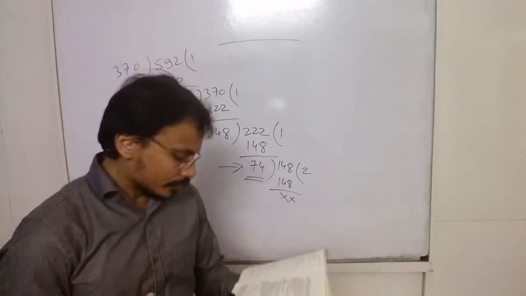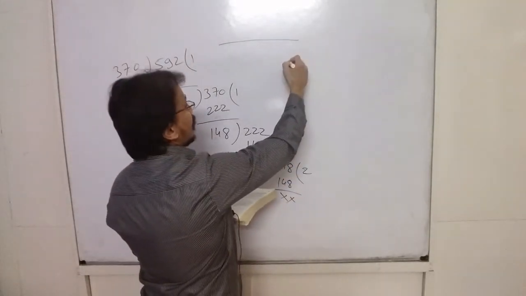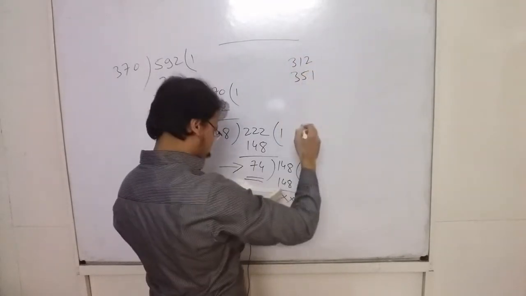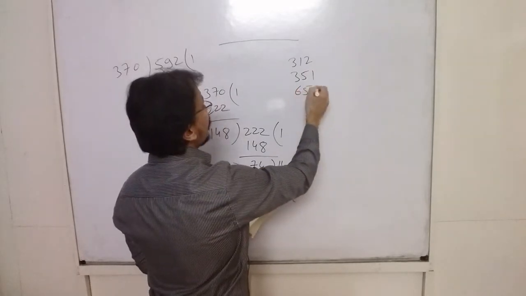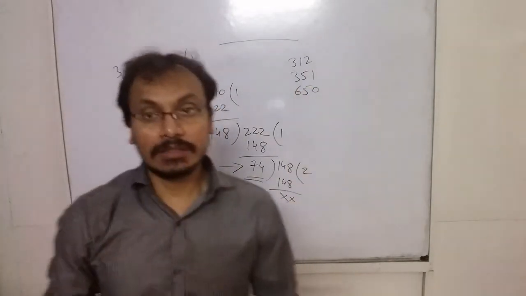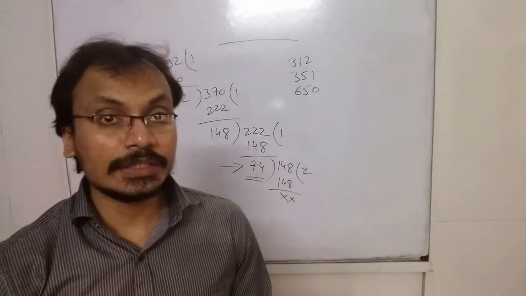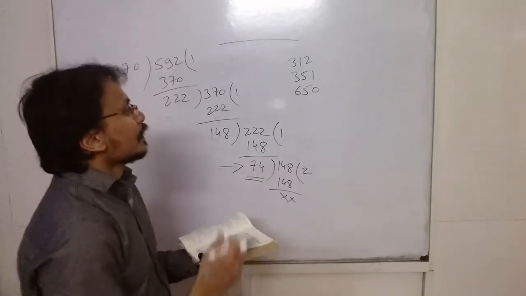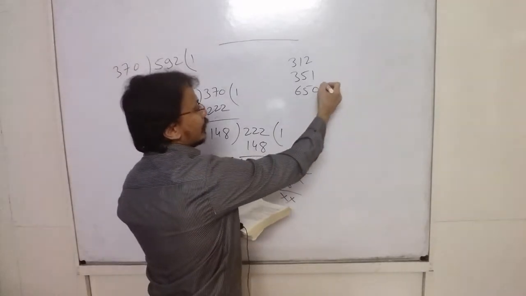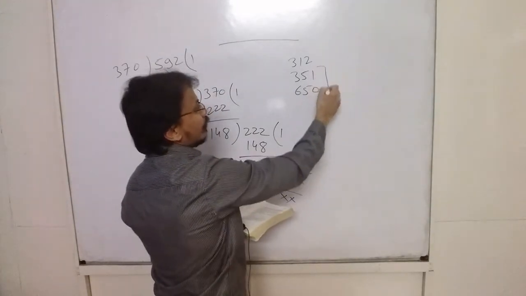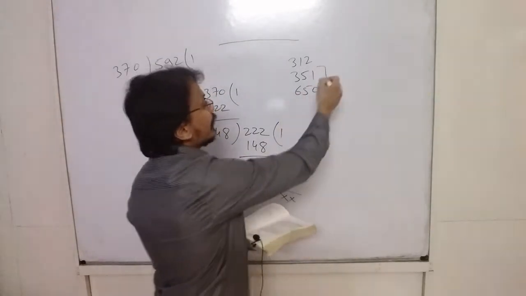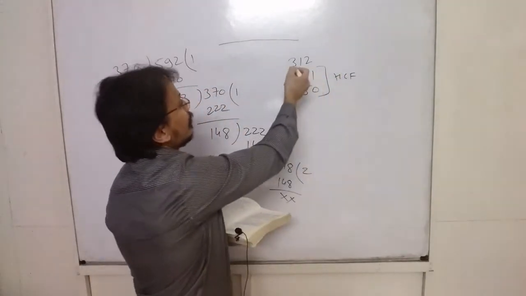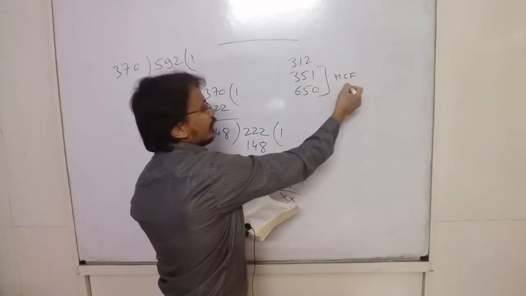Now I am going to give you one question. Just I am writing here. Calculate the HCF of 312, 351 and 650. Now they have given you 3 numbers for which you are supposed to calculate the HCF. How will you solve it? Because there were only 2 numbers before. Take 2 numbers first, the larger number and the middle number. Find out the HCF of these 2 numbers in the same manner, and then that HCF, whatever you get, suppose you are getting X.